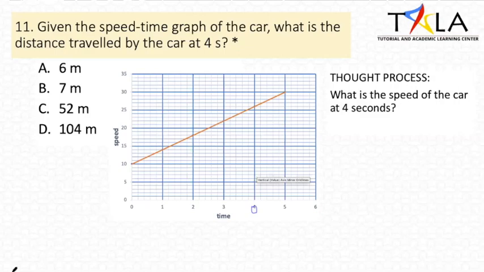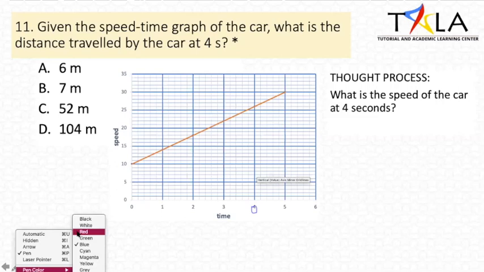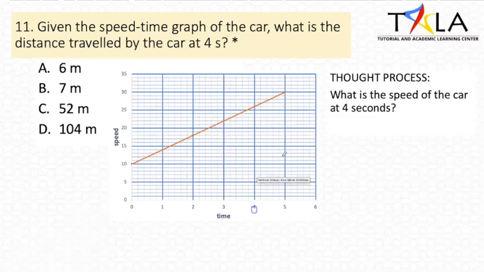So, we just need to see saan ba nag-i-intersect yung line. So, dito 5, 10, 15, 20, 25. Dito tayo sa 26. That means, at 4 seconds, the speed of the car is 26 meters per second. And, tulad ng problem kanina, we know the time, we know the speed, therefore we can also calculate for the distance, which is 104 meters. Okay?